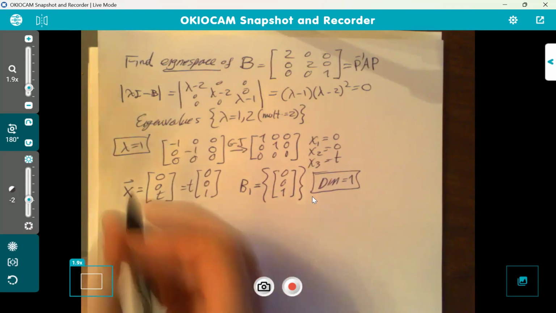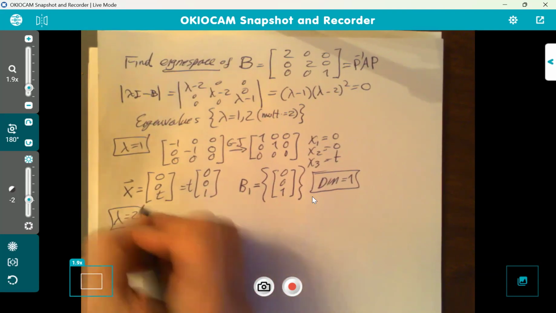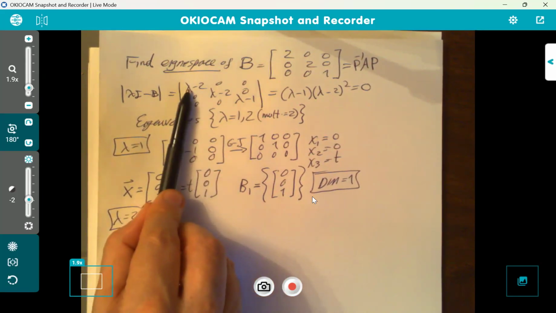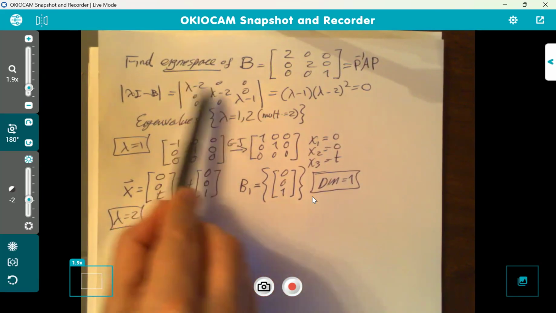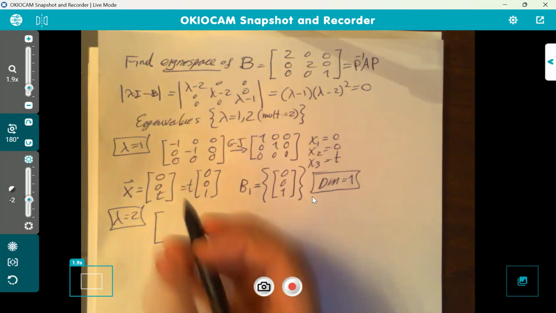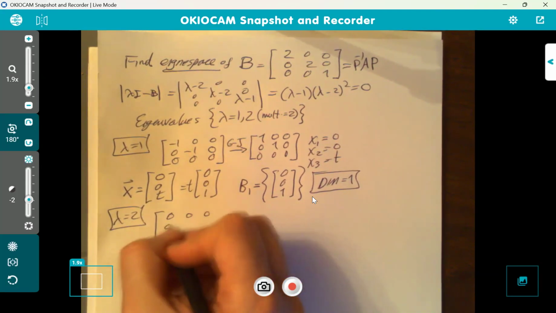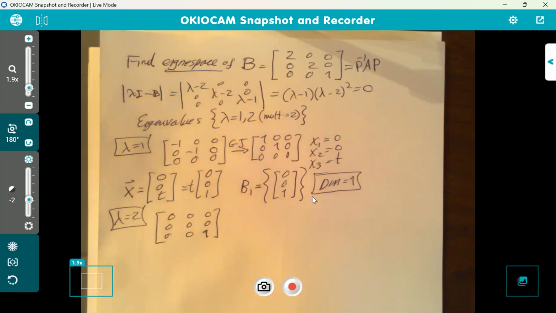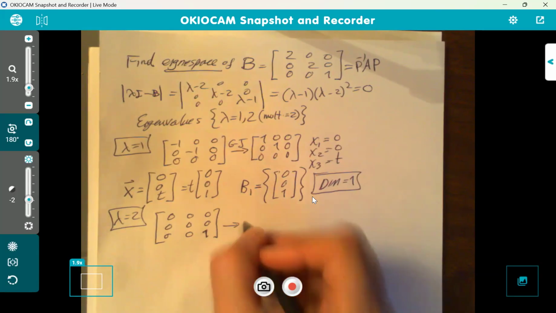So this one has dimension of 1, the number of vectors in the basis. Okay. Now, corresponding to lambda equal 2, do the same thing. Put 2 here, 2 here, 2 here. You get 0, 0, 1, right? So the matrix is actually easy to work with. 0, 0, 0, 0, 1. True. And from this, we get x3.